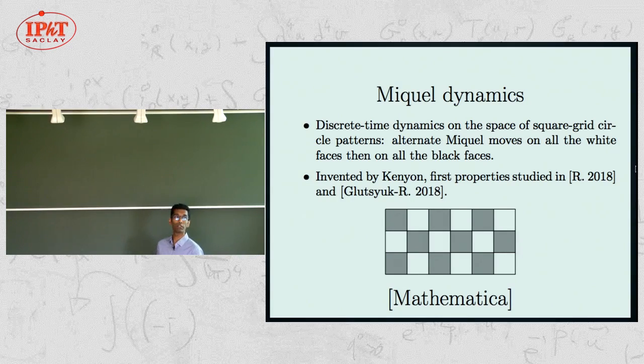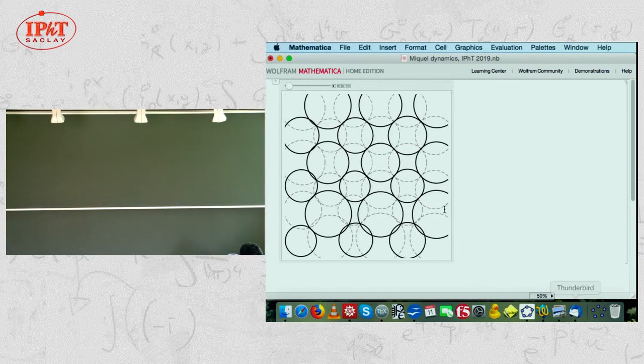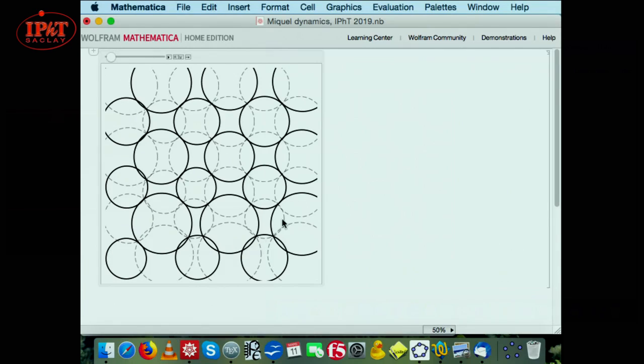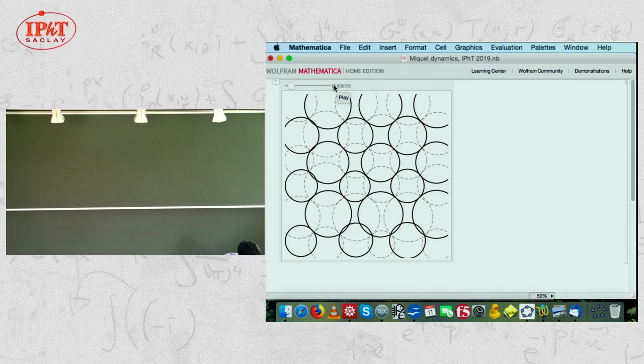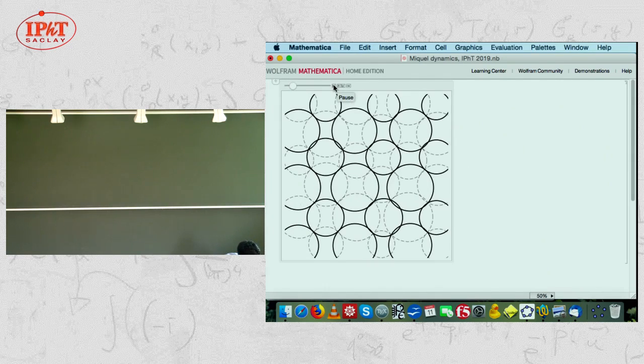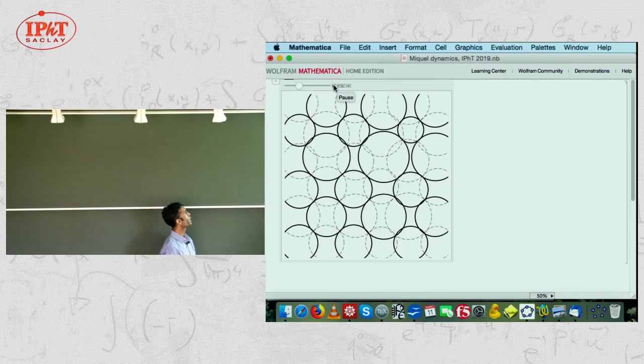This discrete time dynamics was invented by Kenyon, and I studied its first properties, first alone and then with Alexei Glutyuk. So I'm going to show you some mathematical animation for Miquel dynamics. Here's a portion of the square grid, 6 by 6, with periodic boundary conditions. In dashed lines I have the circumcircles of white faces, and in solid lines the circumcircles of black faces. First I'm going to do a Miquel move on all the white faces. You're going to see all the white circles change at once, and the black circles will not change. Now I do a Miquel move on all the black circles, like this, and then you see I alternate white, black.